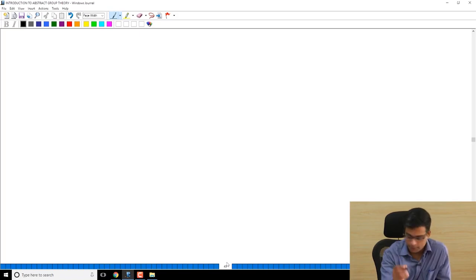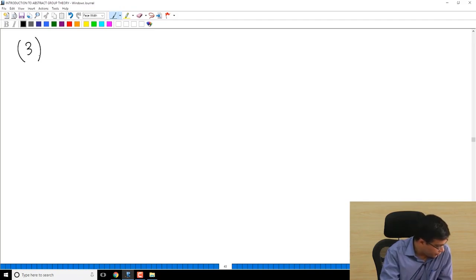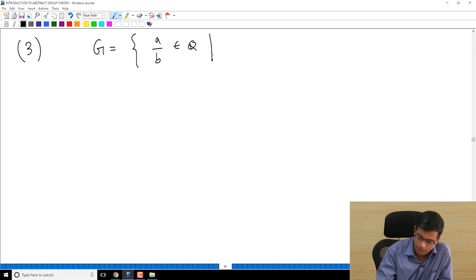Let us look at another example. I do not recall the numbering here. So, maybe this is the third example. So, let us look at the set of rational numbers which have the property, as I will write now. Rational numbers can always be written like this. Okay. They are ratios of integers. So, let us say a and b are coprime.